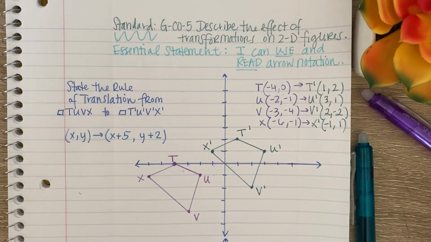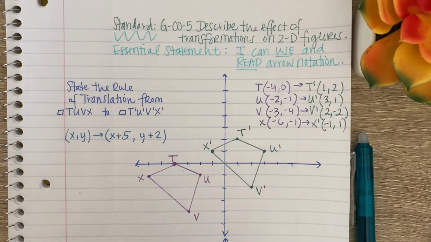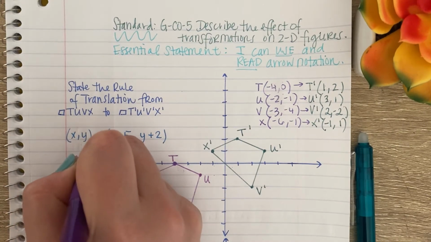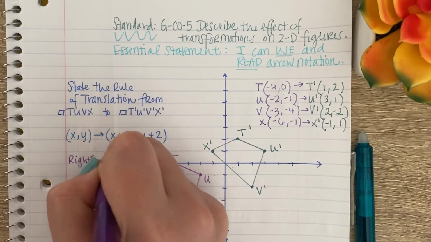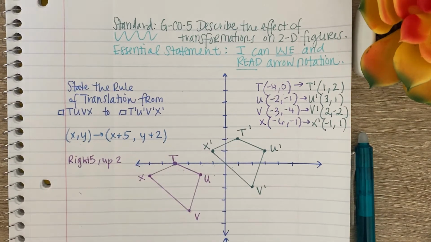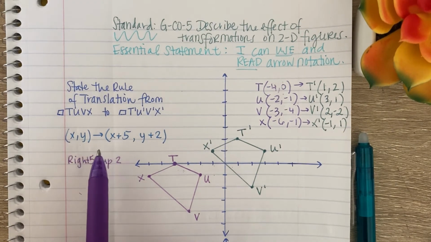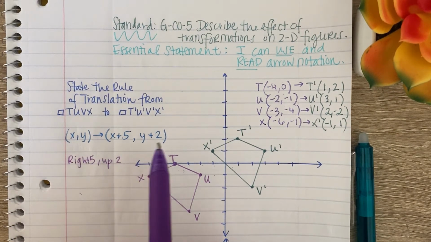But we want to write it in arrow notation. So first, if you would like, you can find what the translation is in words. So in this case, it was right 5 and up 2. And then all I did was I changed the sign of the word. So right means plus and up also means plus. So my ordered pair, x comma y, goes to x plus 5, y plus 2.